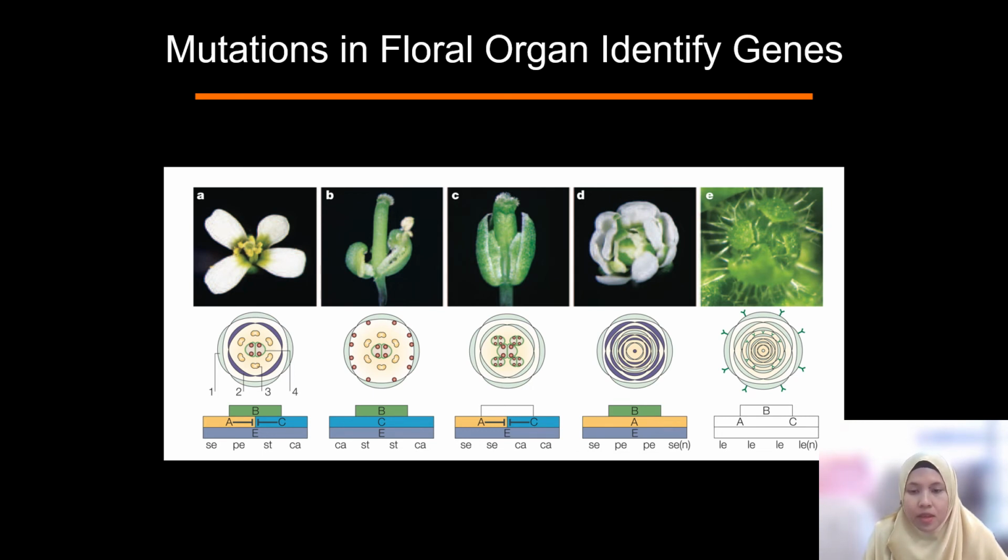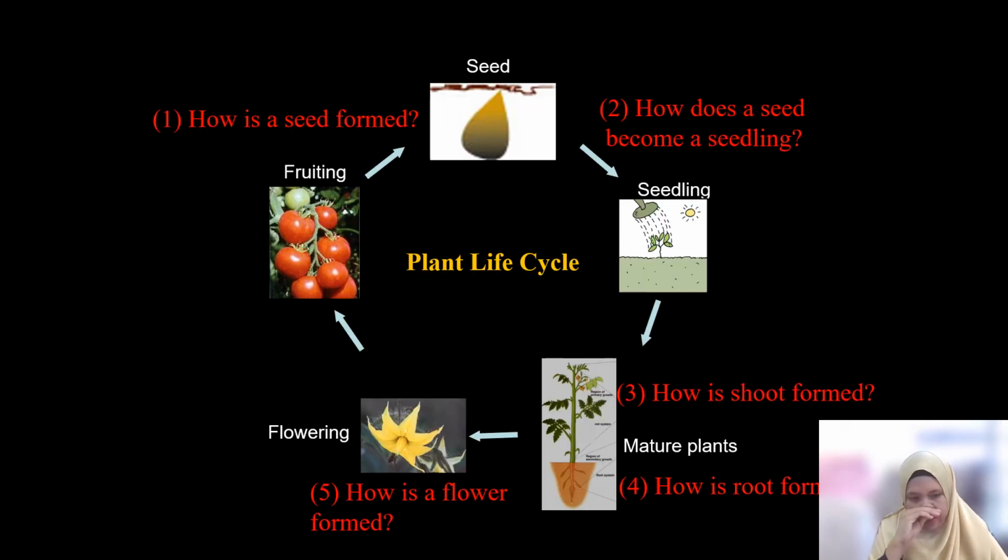Okay, ada banyaklah faktor for the mutations, but the main point here is that the cellular and also the molecular level, the gene tu, it controls the production of the shoot, production of the root, and also production of the flower. Okay, so again, a refresh on the plant life cycle.